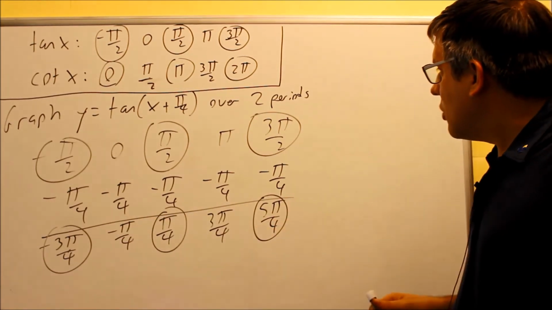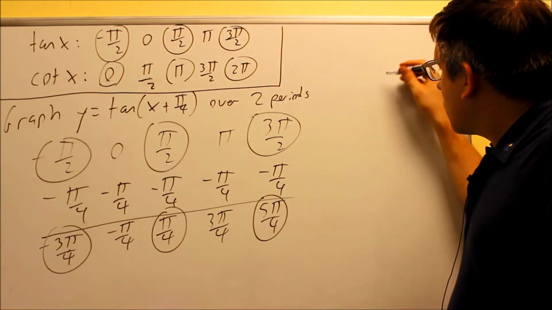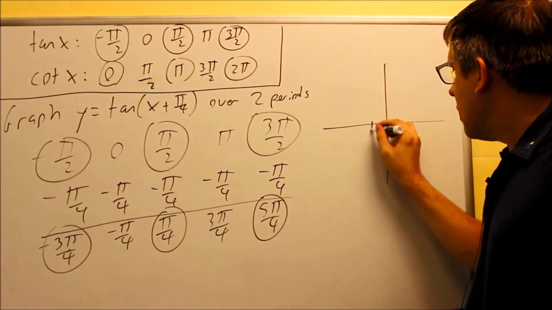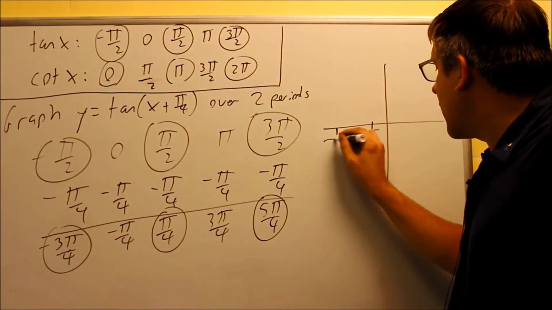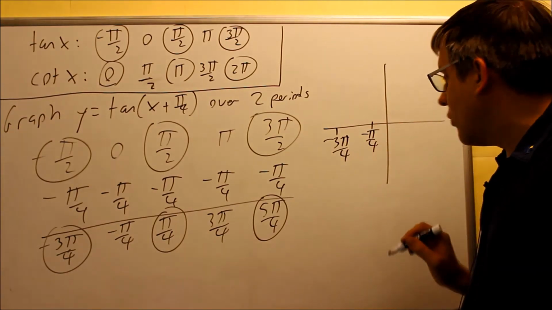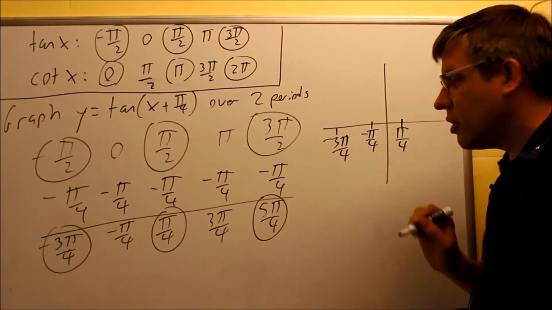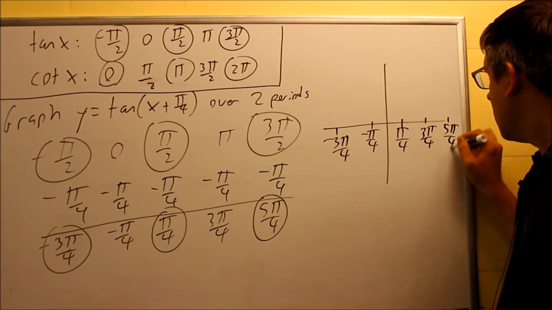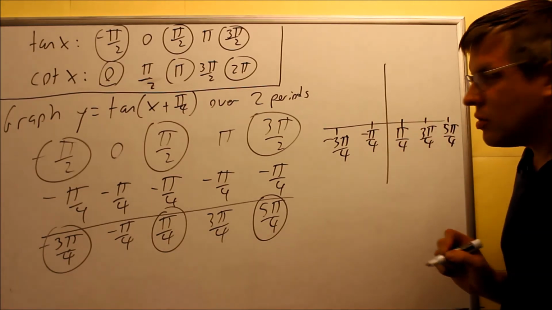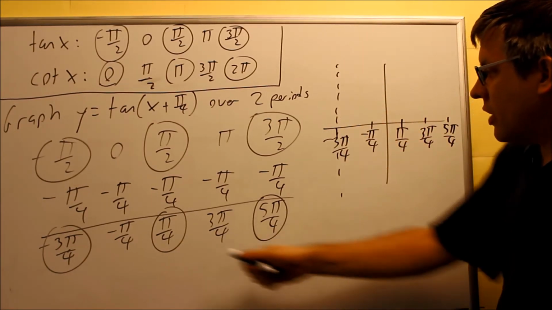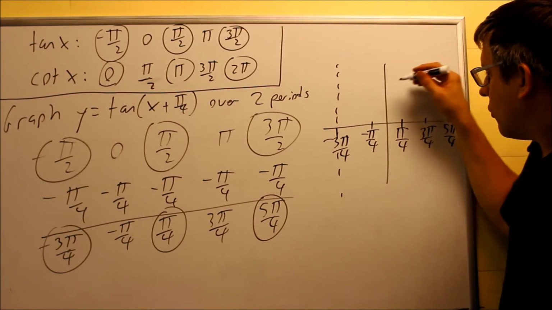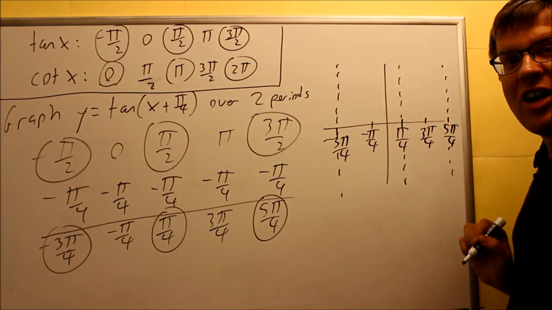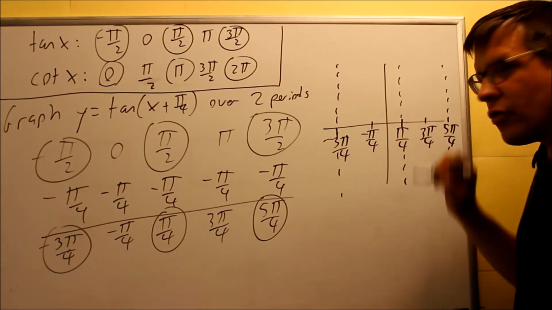So now we're going to take this information and turn it into a graph. What we'll do is we'll start it right here, and I want to put my key points. Here's negative pi over 4. I have negative 3 pi over 4, so those are the ones that are negative. Then I have positive pi over 4 here, 3 pi over 4, and 5 pi over 4. So here's all my new key points. I have a vertical asymptote at the ones that are circled. So I have one there, I have another one at pi over 4, another one at 5 pi over 4, so these are going to be your new vertical asymptotes.